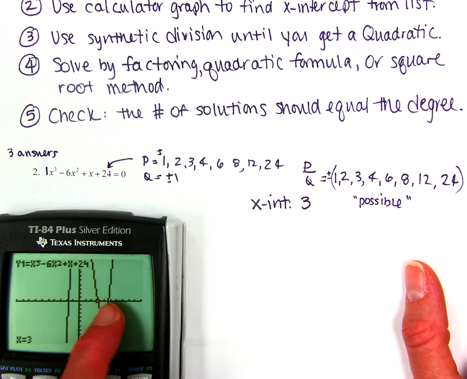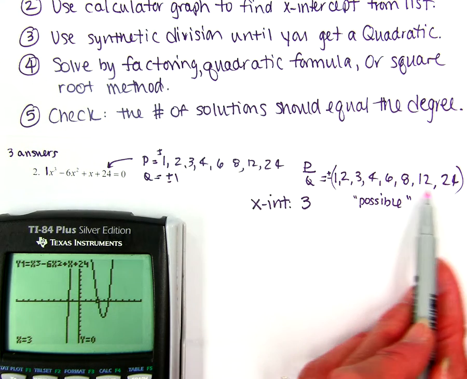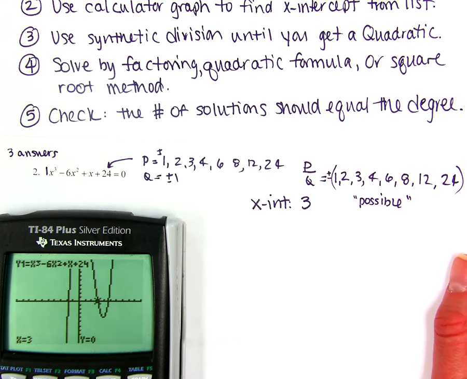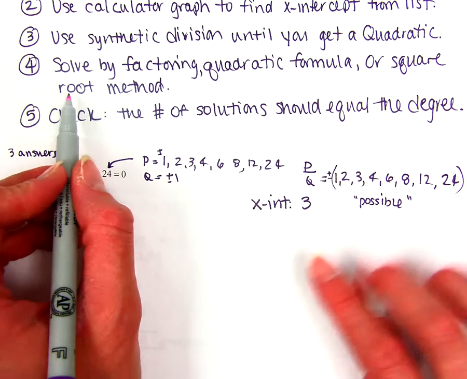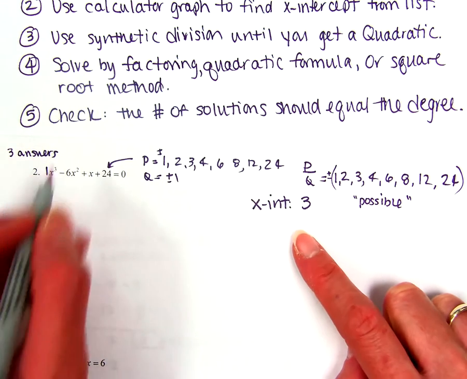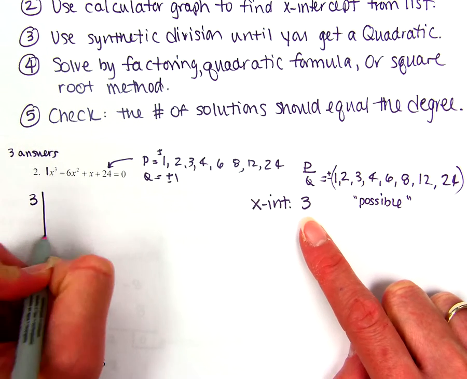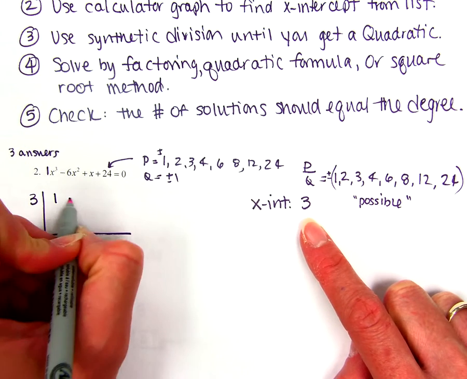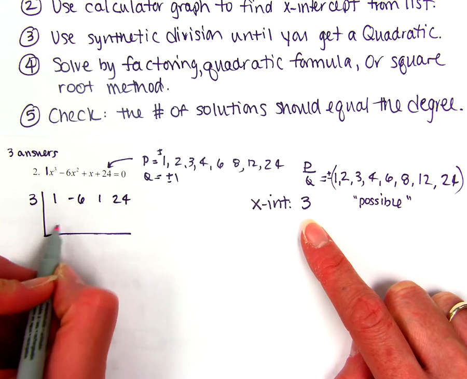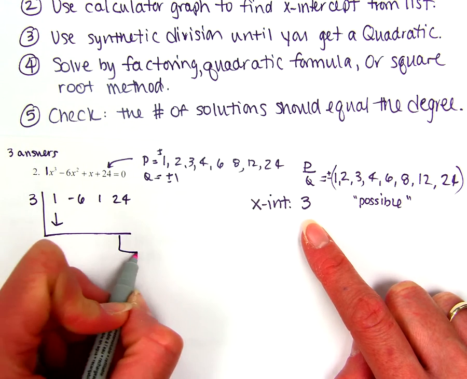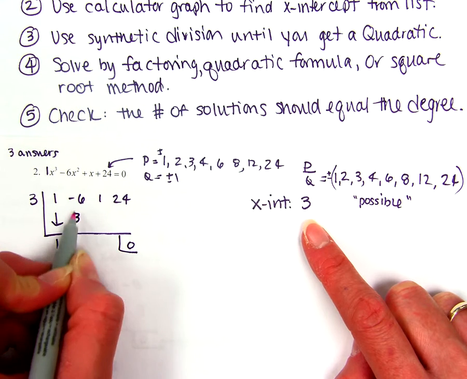And this one is in between 4 and 5. So all these are whole numbers, so it can't be anything between 4 and 5. That means we're going to have to use synthetic division and then another method of solving, which is in step 4 here. So you're going to use the 3 with your coefficients from the original equation: 1, -6, 1, and 24. Now remember, you should get 0 as a remainder. So if you don't, then you did something wrong.